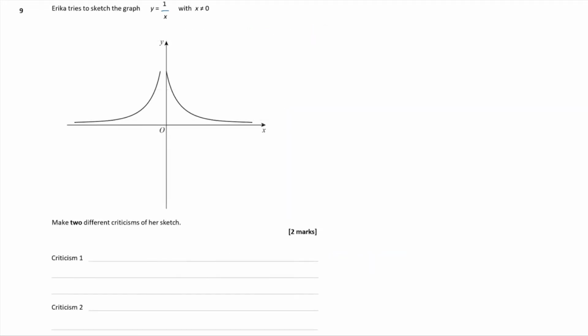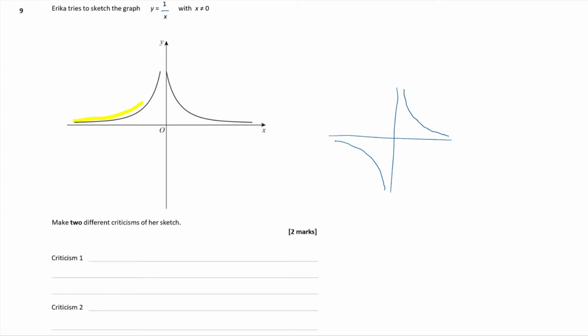Question 9. Erica tries to sketch the graph y equals 1 over x, where x is not equal to 0. Make 2 different criticisms of her sketch. Okay, well, you need to know the basic shapes of all the various curves that might come up in the paper. This one is called a reciprocal curve, and the basic shape looks like this. So if I just quickly draw it.